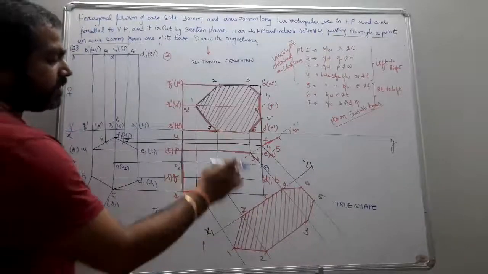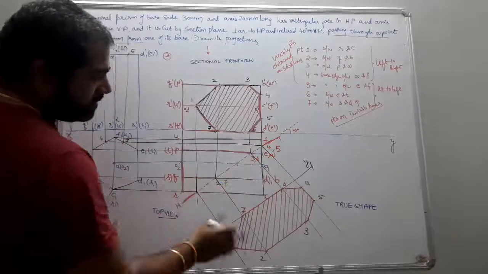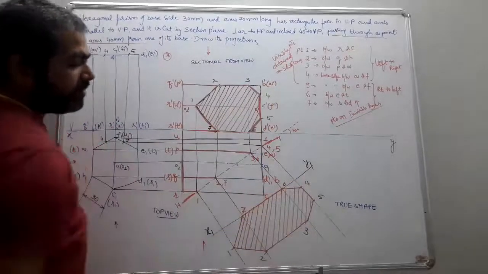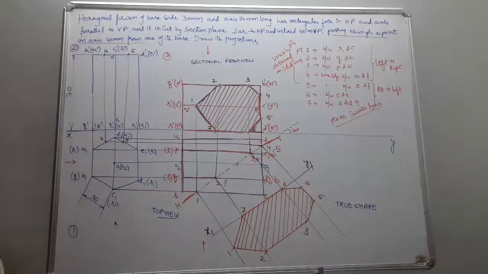So draw the perpendicular projectors from all the points to the new reference line x1, y1 and take the distances from old reference line and put it from the new reference line. Students, is it clear? 5 and 4 are misplaced. Where your 4 and 5? Let us see, 4 and 5 are misplaced.